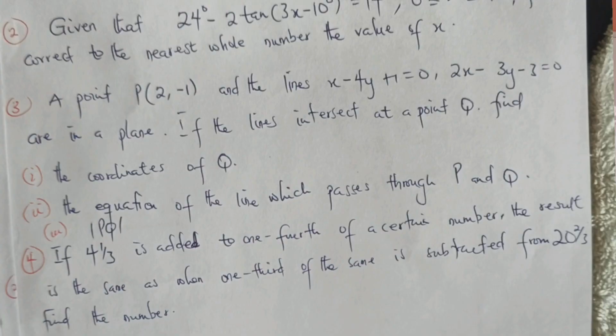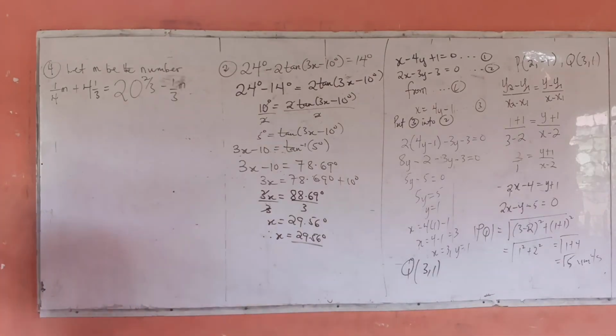The result is the same as when 1/3 of the same number is subtracted from 20 whole number 2/3. 1/3 of the same number m. If this is the way it's supposed to be, then we are supposed to get it right. So we have this interesting linear equation on the board.